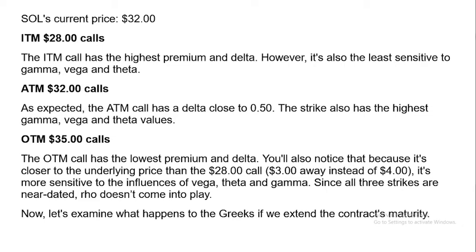At the money, $32 calls. As expected, the at the money call has a delta close to 0.50. This strike also has the highest gamma, vega, and theta values.